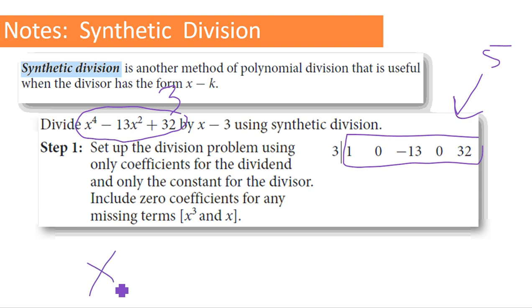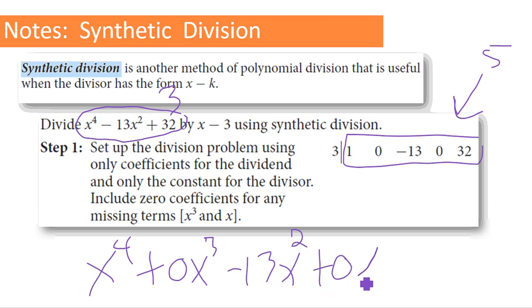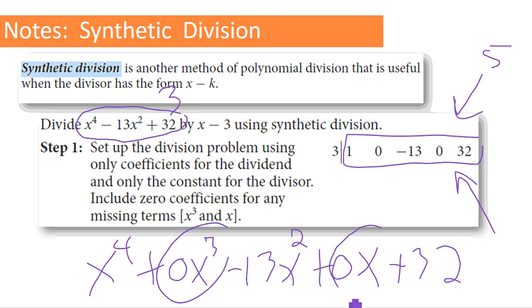If we look at this piece here, we've got x to the 4th, and if I were to write an x cubed term, it would be 0x cubed. And then I've got a squared term, which is minus 13x squared. There is no x term, so if I were to write it, it would be 0x, and then I've got a plus 32. So that's where these numbers right here are coming from. We need a placeholder for the cubed term and the x term, and that's where these zeros are coming from.